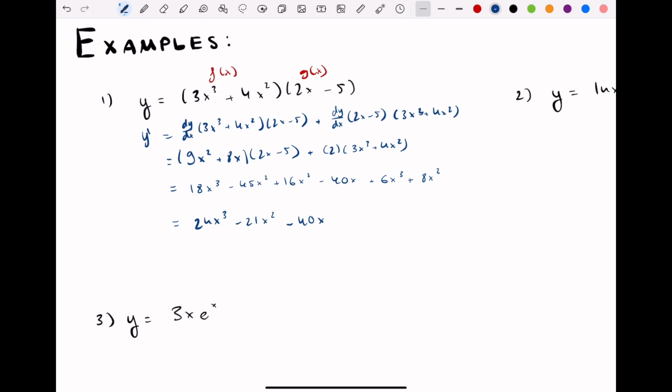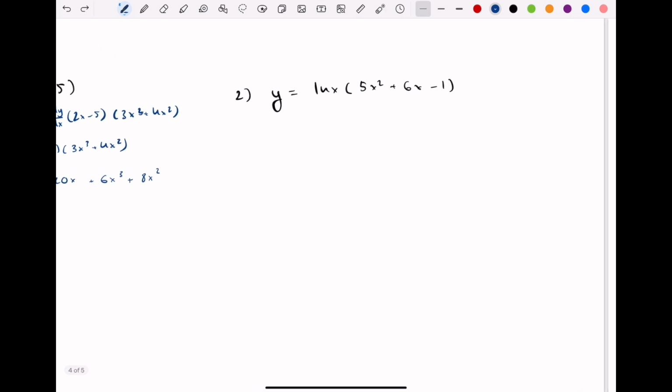Now this is obviously not the important part. The important part is knowing how to use the product rule when you see a function that looks something like this, but just for the sake of really taking the example to the end, we're going to simplify it. Okay, let's move on to the second example.